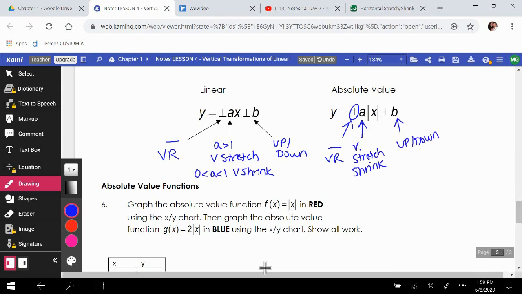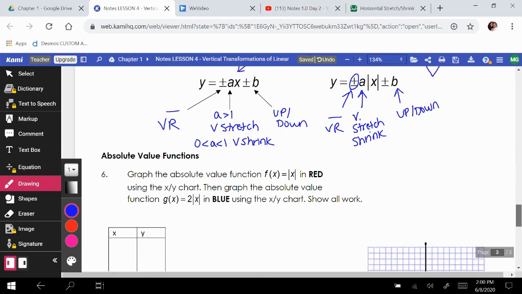What you have to note is what your parent function looks like. So a linear equation has a line for the parent function. An absolute value equation is going to be a V shape. Okay, so you just have to know the parent function, and then you can transform it according to the reflection, stretch or shrink, and movements up and down.